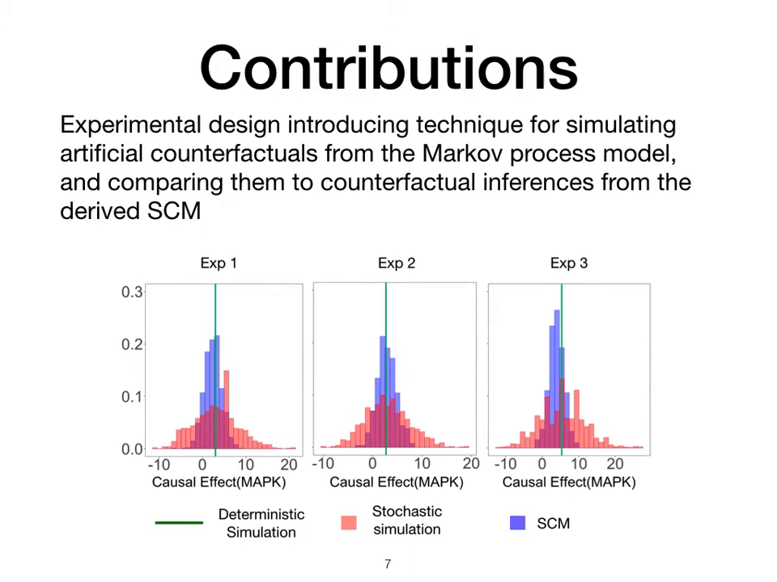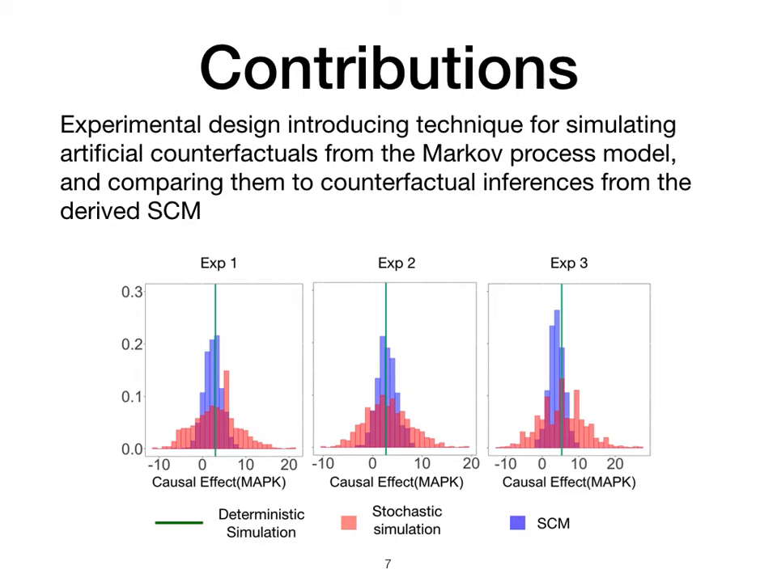We contribute an experimental design that introduces a technique for simulating artificial counterfactuals from the Markov process model and comparing them to counterfactual inferences from the derived SCM. We use causal effects as a metric. A causal effect means differences between an observed and a counterfactual intervention trajectory post-equilibrium.